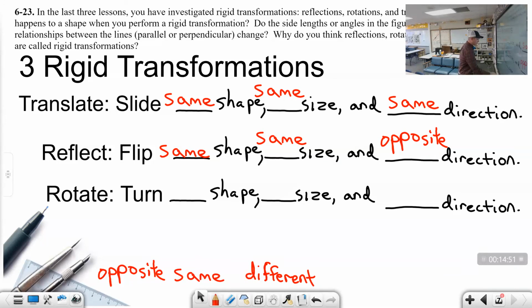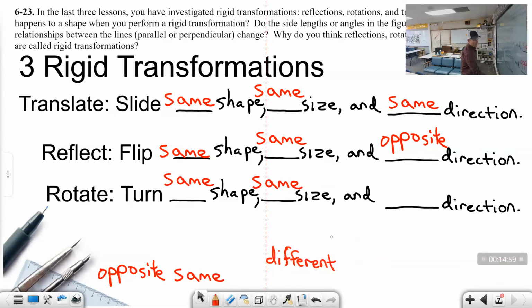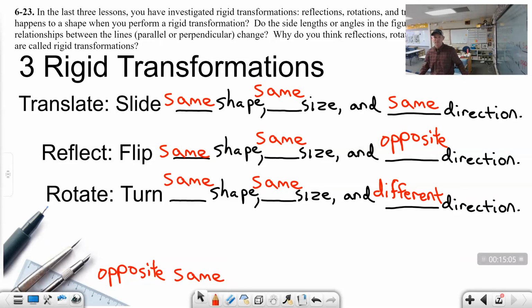When you do a rotation, you are going to get the same shape, the same size, but you are going to get a different direction. Because, see, if I rotate off my left foot and I rotate once, notice I'm just facing a different direction. I'm not facing the opposite. I'm just facing a different direction.